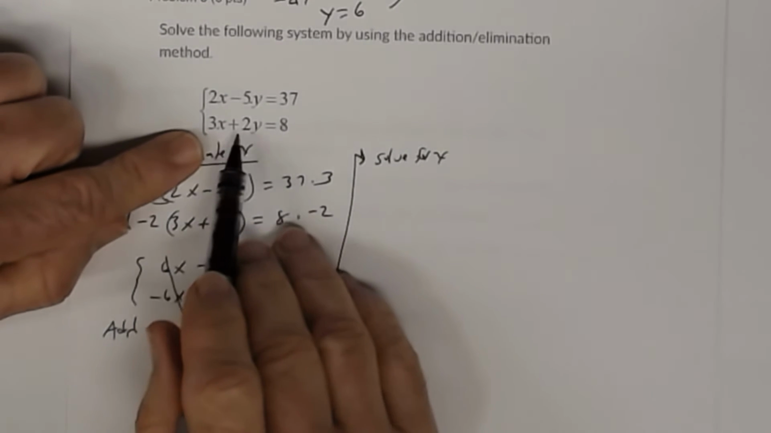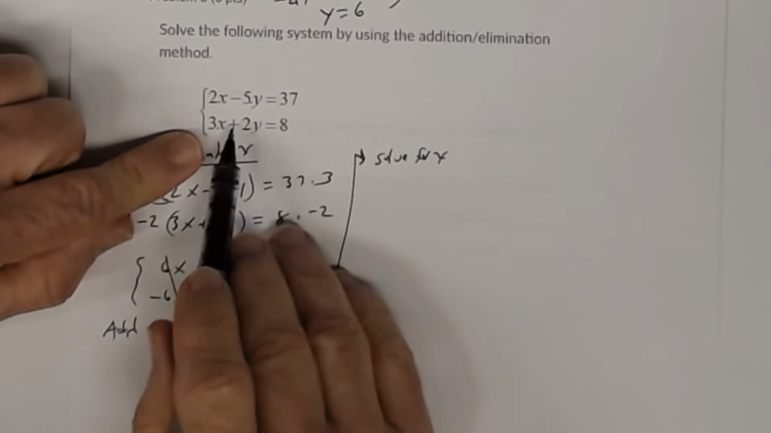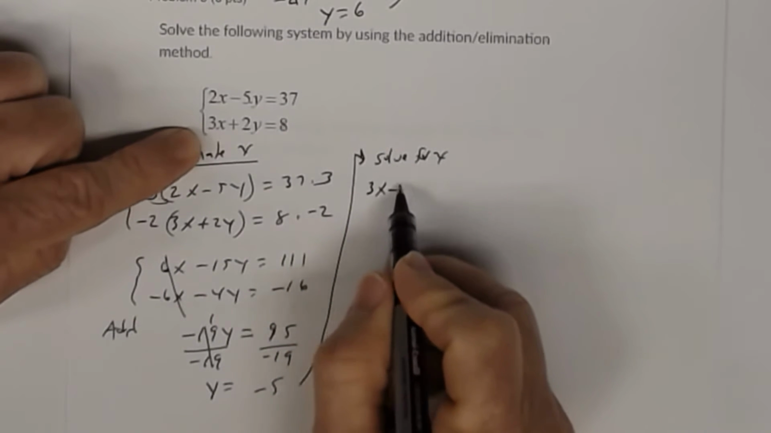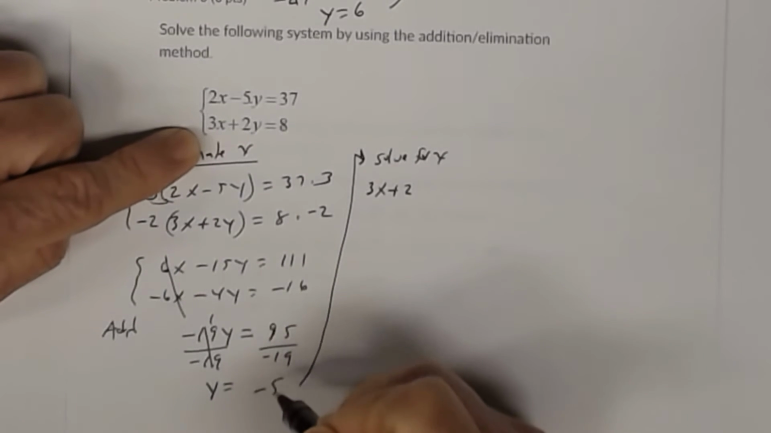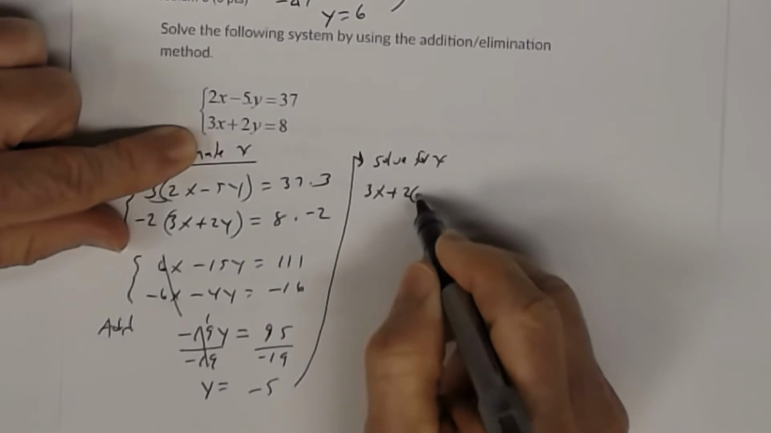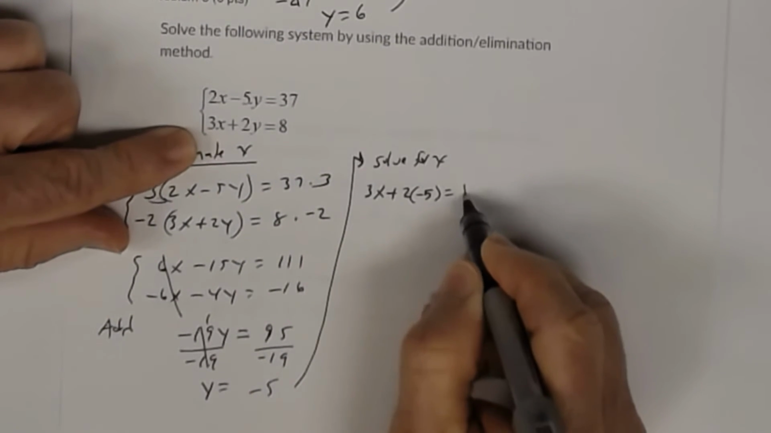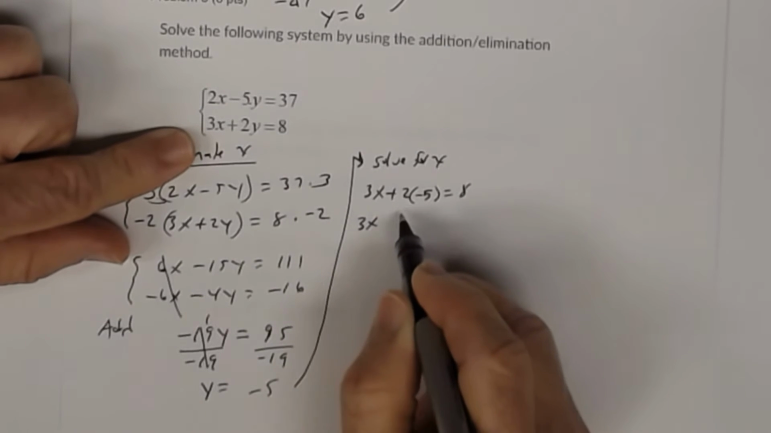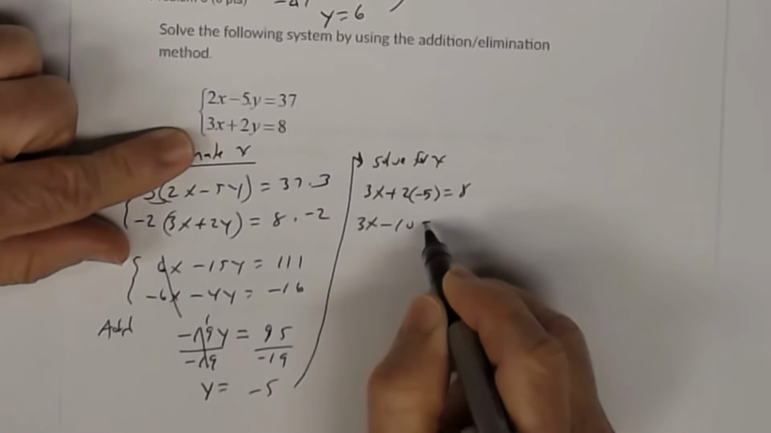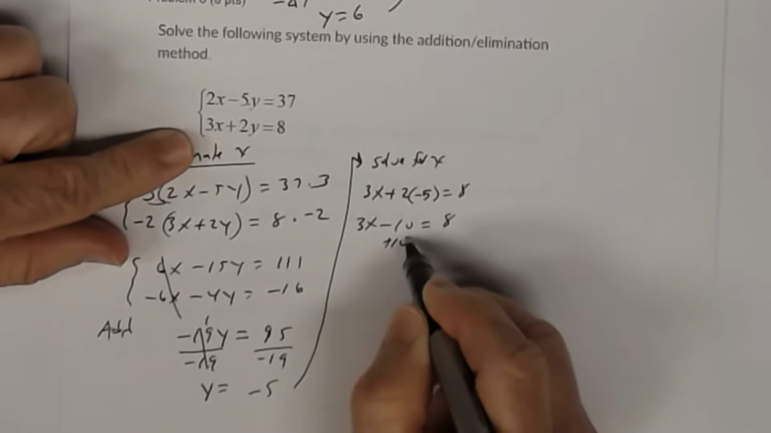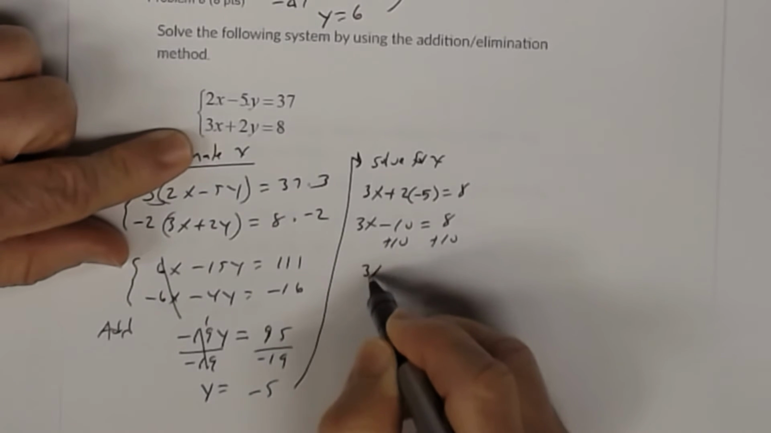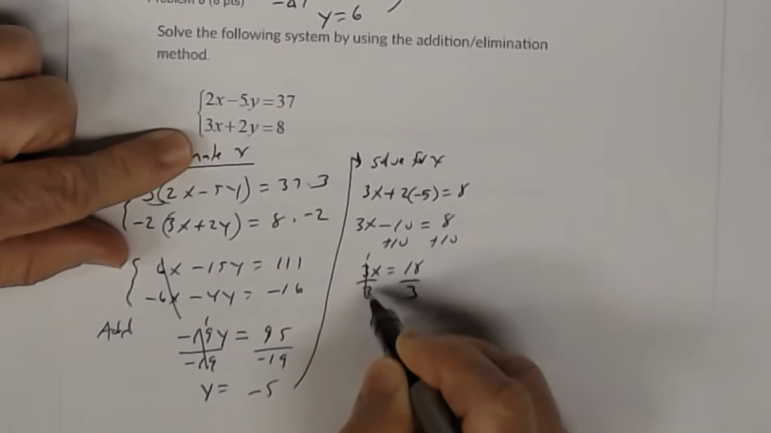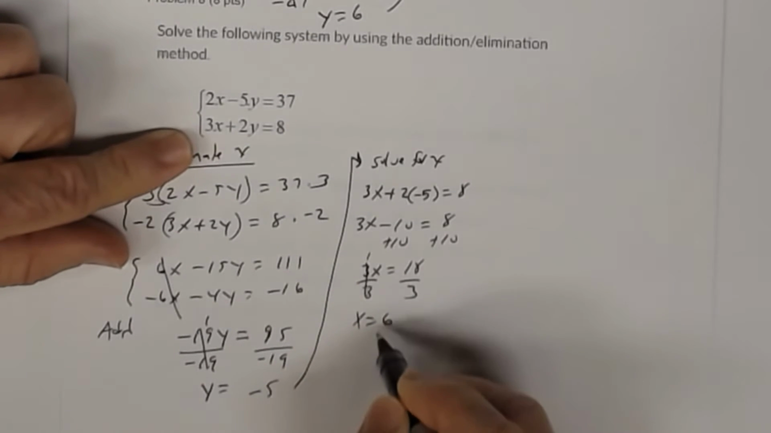The numbers are somewhat smaller and they're all positive coefficients. So this is going to solve for x. So 3x plus 2 times y. I just found y to be negative 5. So 2 times negative 5 equals 8. And so solving for x, I get 3x minus 10, since 2 times negative 5 is negative 10, equals 8. Add 10 to both sides. I get 3x equals 18. Divide both sides by 3. And I get x to be 6. So there's my x coordinate.